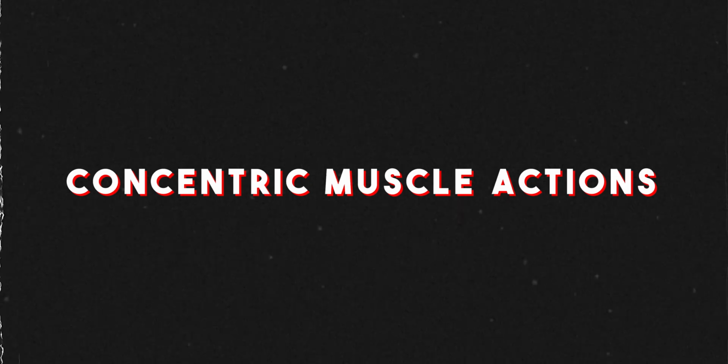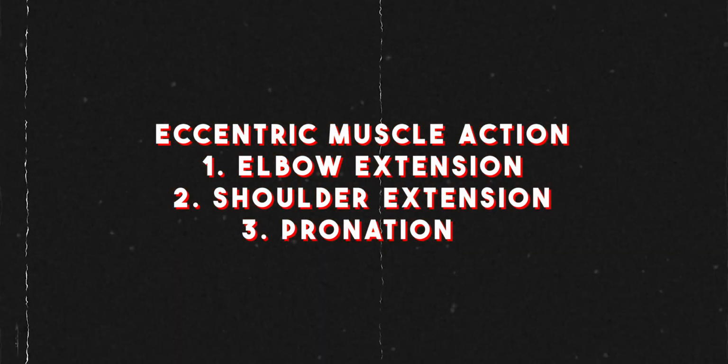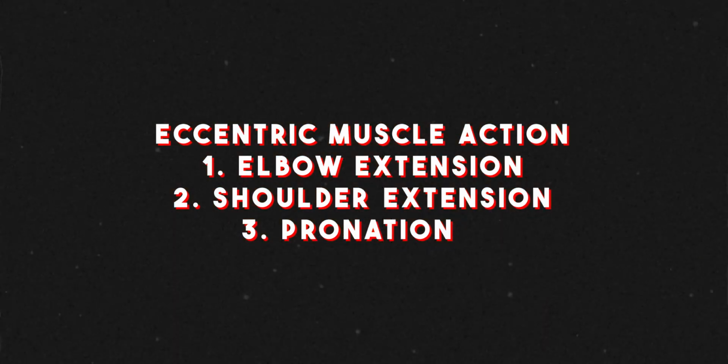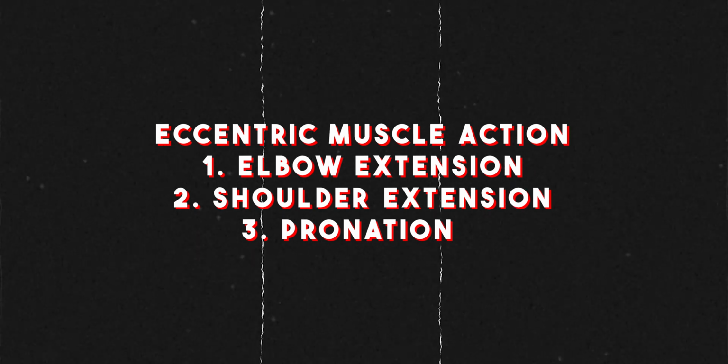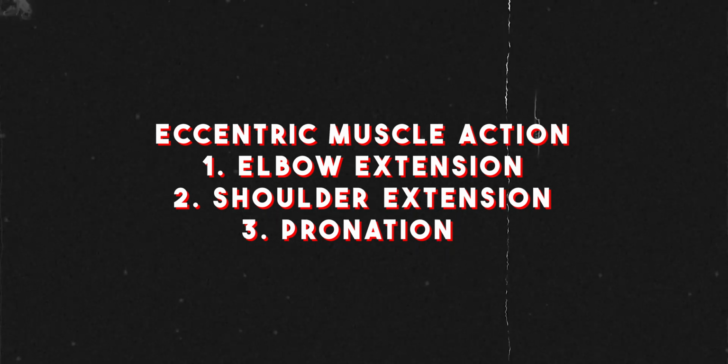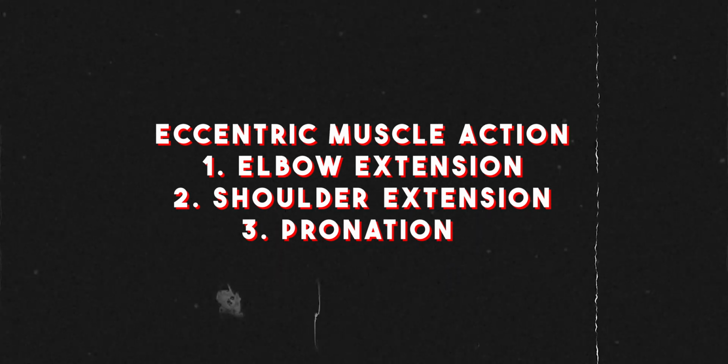All the actions we covered right now for the bicep muscles were concentric muscle actions. That means the muscle is contracting, with the two ends coming close to each other. On the other hand, the eccentric muscle action is going to be exactly opposite. The bicep flexing the elbow is its concentric muscle action. But when the elbow is getting extended with the help of the triceps, which we are going to understand in the later half of this video, that is the eccentric muscle action of the bicep. When the shoulder is getting extended, that is another eccentric muscle action of the bicep brachii long head, and when the forearm is getting pronated, that is also an eccentric muscle action of the bicep muscles.